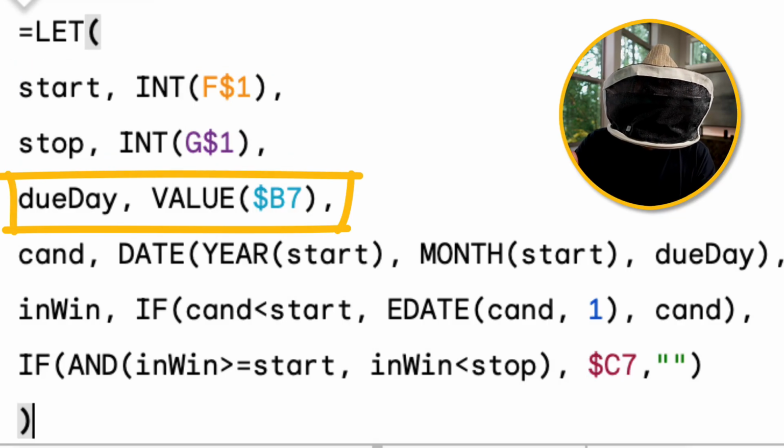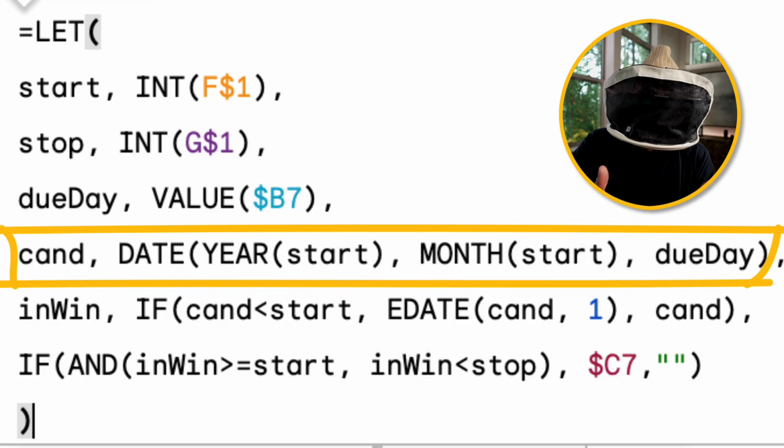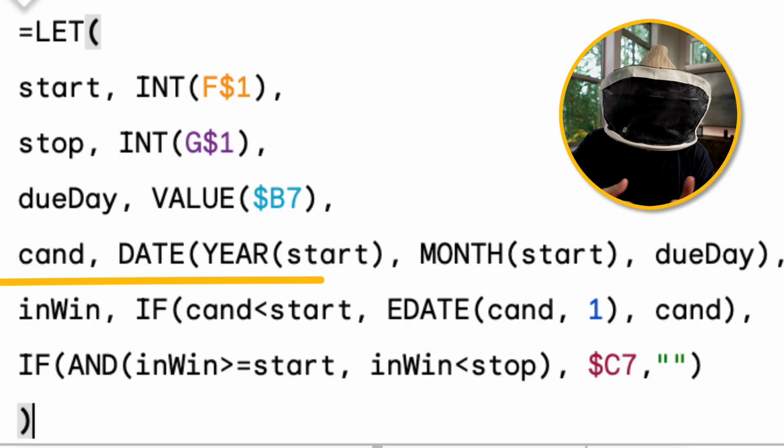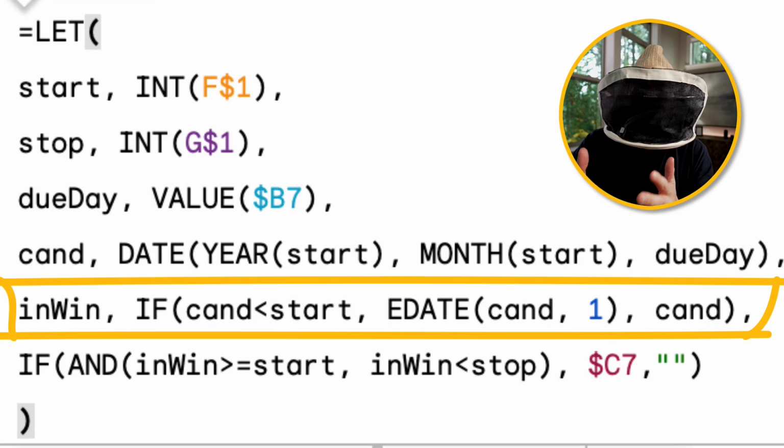Due day, this just pulls the day of the month, like 1 for rent is the 1st, from the column where we just put in the due dates. Cand, C-A-N-D, is short for candidate date. This builds a date within the start month that matches your due date. InWin checks whether that candidate date actually falls inside of the pay period window. So in window, InWin is short for in window. If it's before the pay period starts, then it bumps it forward 1 month. And that ensures you're checking the next due date when the start of the pay period has already passed.